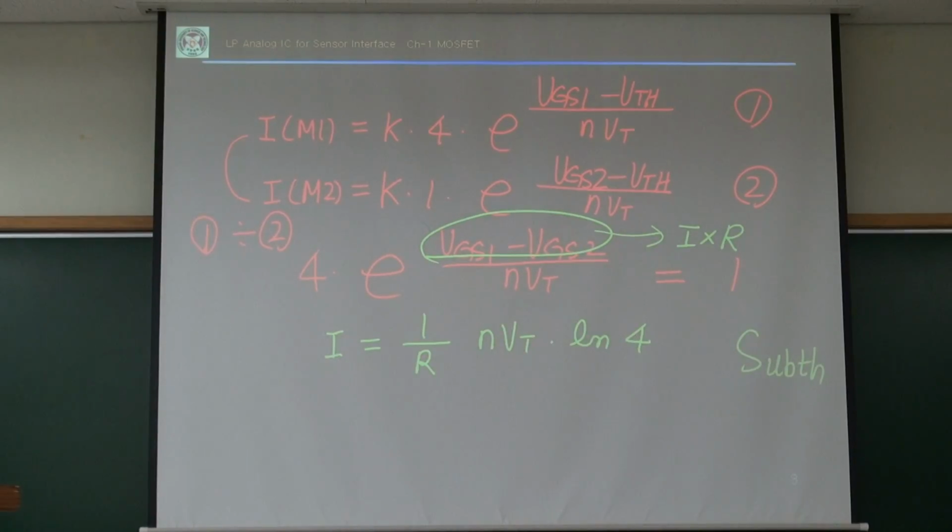So let's just see. Yeah, so it has this W over L ratio. So the current should be inversely proportional to resistance value, almost, right? Any question?